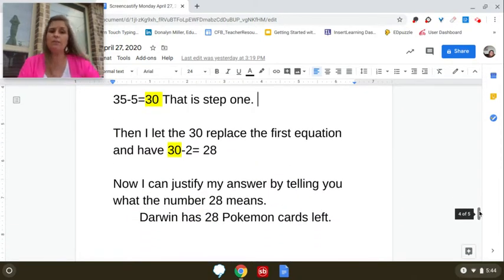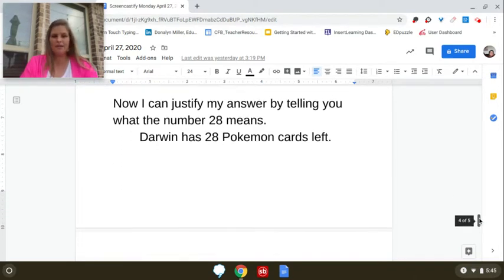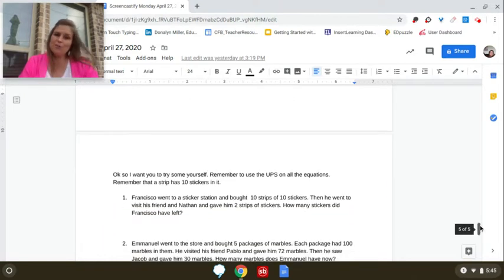Now I can justify my answer by telling you what the number 28 means. Darwin has 28 Pokemon cards left. And that's how I do it. So I have some problems for you, and I hope that you let me know if you have any questions on how to solve them. But the big thing here is we're going to go ahead and do that UPS routine that we do. I want you to do it for each one of these problems and see if it helps you to understand the problem and know what you're doing.